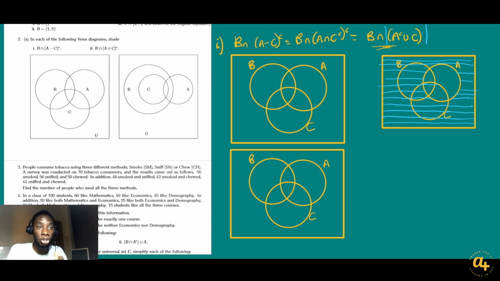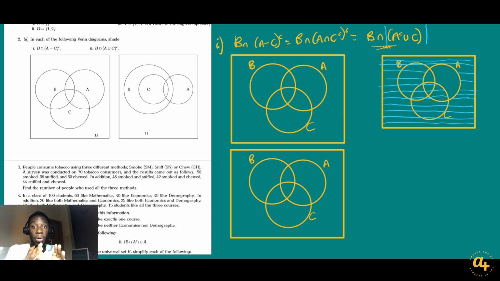So we are now going to extend these lines here to show that we are also including set C to A complement. So everything that we now have here is basically A complement union C. Alright, so we're done shading A complement union C.